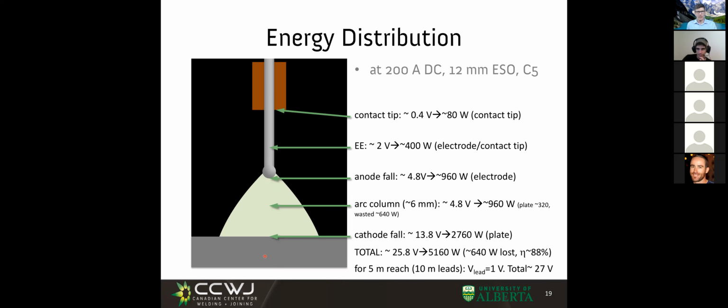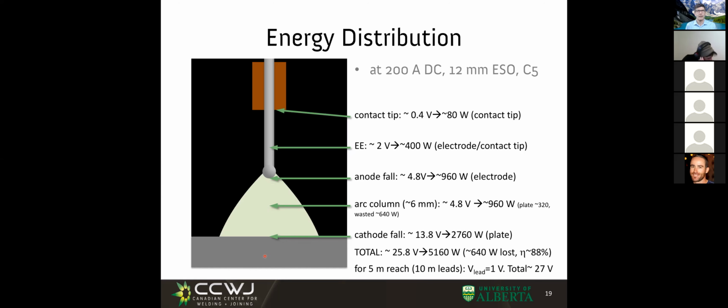We talked about voltage, and I mentioned that voltage combined with current is power. And power is where the game is played, because power is what melts the plate, power is what melts the electrode, and power is what gets lost in the inefficiencies of the process. So let's use these numbers, as discussed, and do a rough estimation of energy distribution in MIG welding.